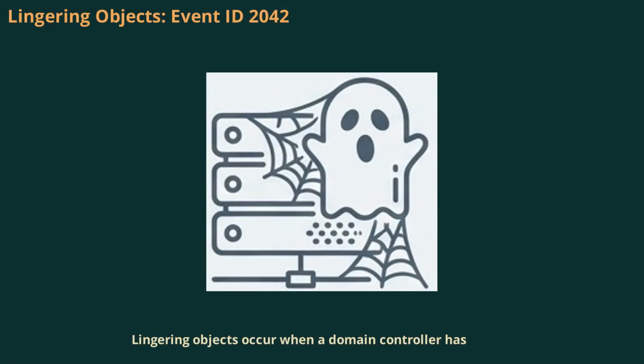Lingering objects occur when a domain controller has been offline longer than the forest's tombstone lifetime. Deleted objects remain on the isolated DC, causing inconsistency. Replication is halted to prevent reintroduction of deleted data. Confirm the issue with repadmin. Remove lingering objects, and only re-enable replication after cleanup is complete.